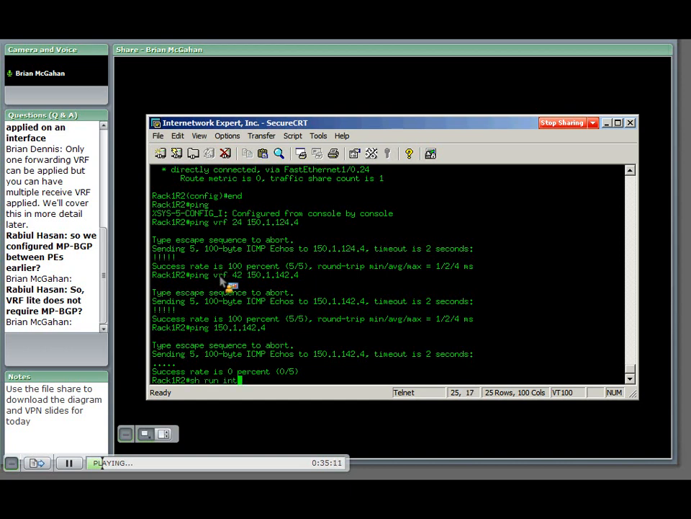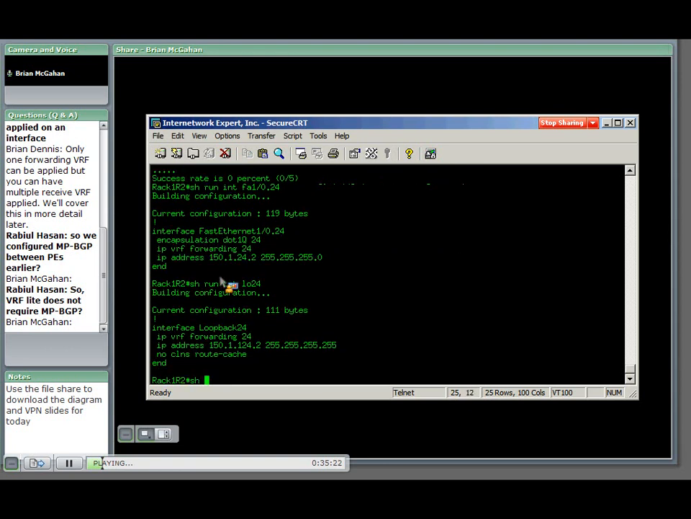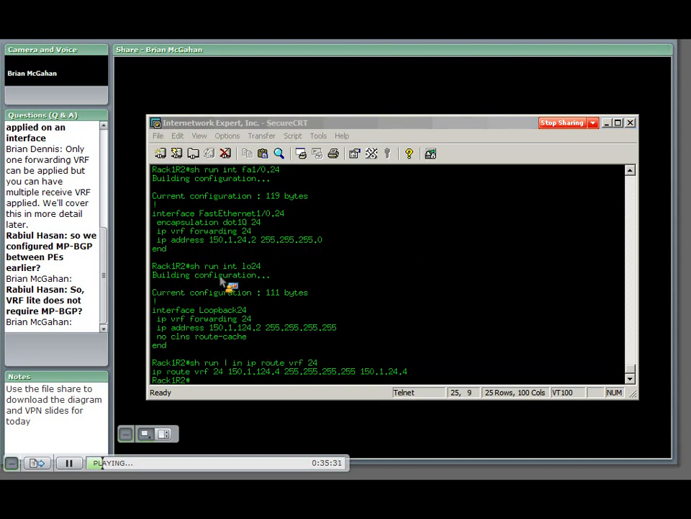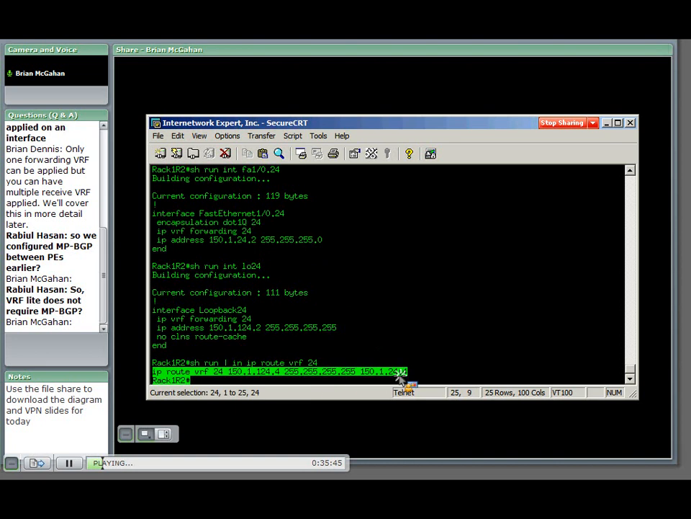So let's say show run interface FastEthernet 1/0.24, loopback 24, and show run include IP route VRF 24. Okay, so we have VRF Lite that is applying to the interfaces. Then we have VRF Aware Static Routing that is allowing us to do the lookup onto Router 4's loopback inside this particular VRF.